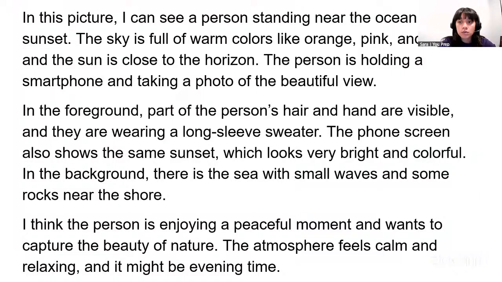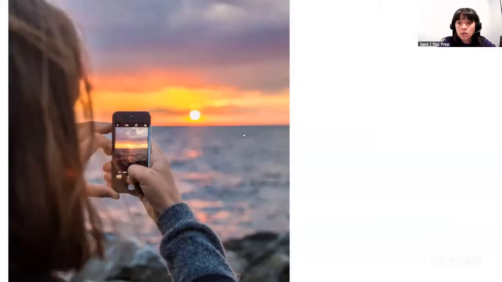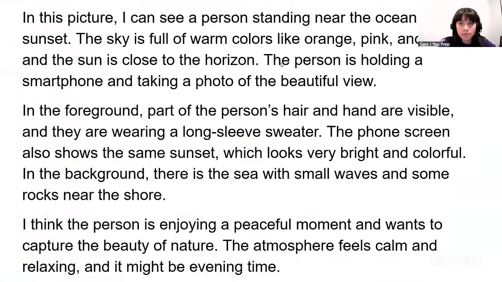In this picture, I can see a person standing near the ocean during sunset. The sky is full of warm colors like orange, pink, and yellow, and the sun is close to the horizon. The person is holding a smartphone and taking a photo of the beautiful view. So this is the general statement that we're given here.